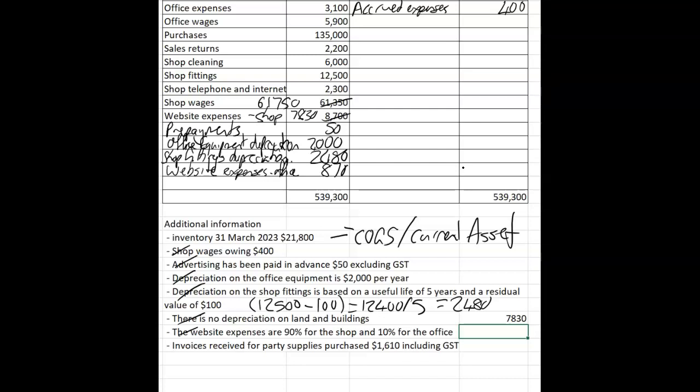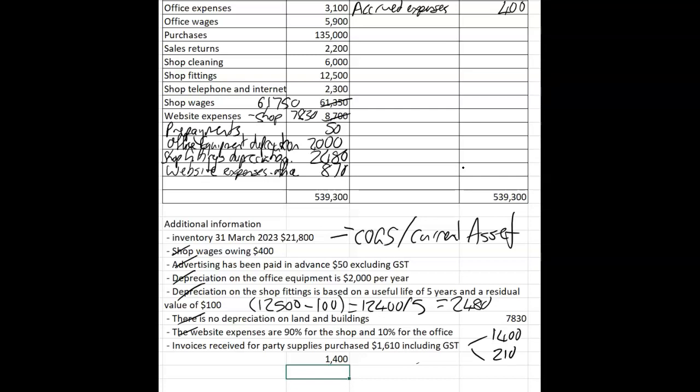Last one, invoices received for party supplies, including GST. So remember our clues, if it's including GST, it's going to be in accounts, and we have to split it. So we've got 1610. What do we divide it by to calculate the GST exclusive? That's right, 1.15. So put 1400. And the GST portion will be 210.